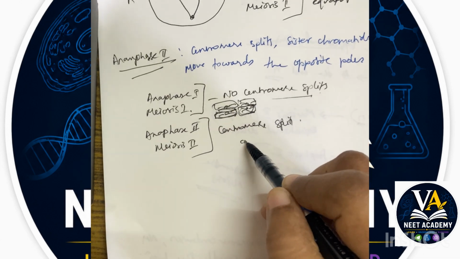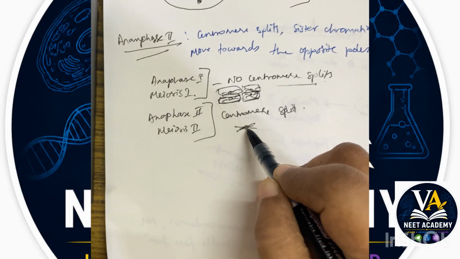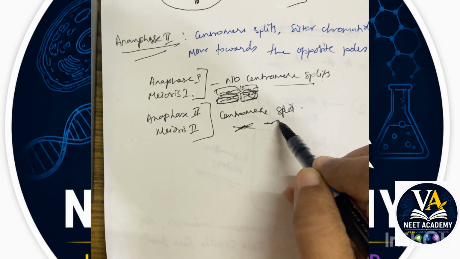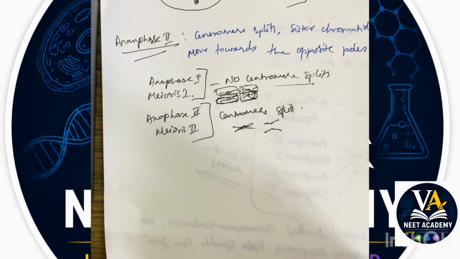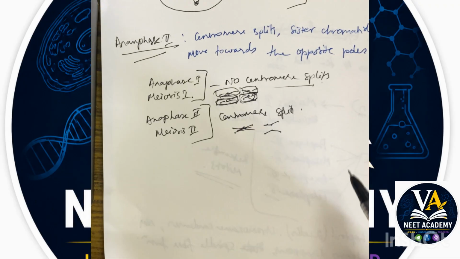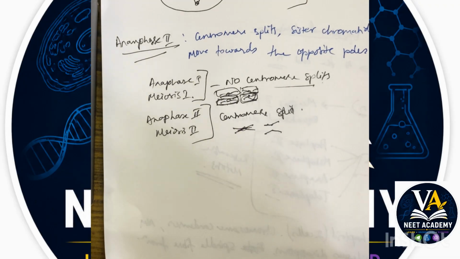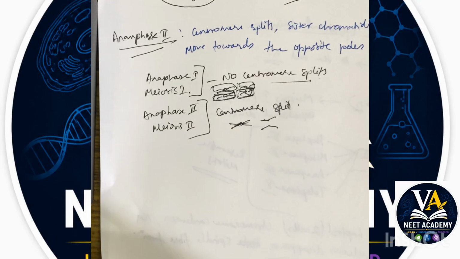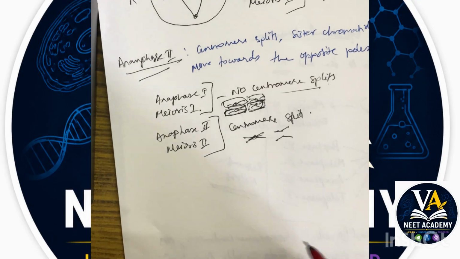Now what is going to happen here? Here the centromere will be split, giving you a structure like this. So the sister chromatids will be separated. In the earlier stage, there was no sister chromatid separation. Now the sister chromatids will be separated. Hope it's clear. Let us try and draw the diagram now.